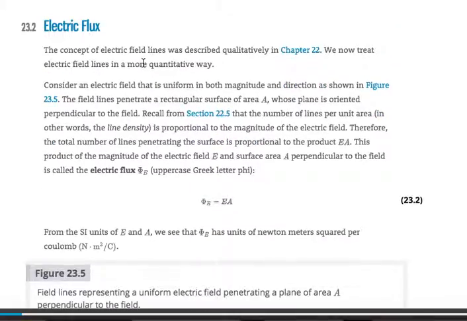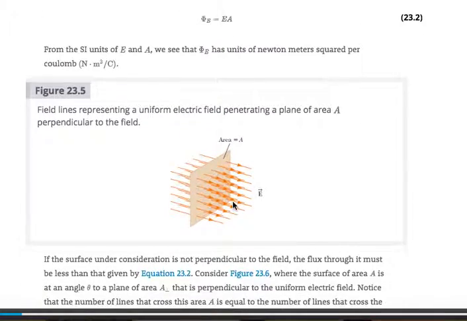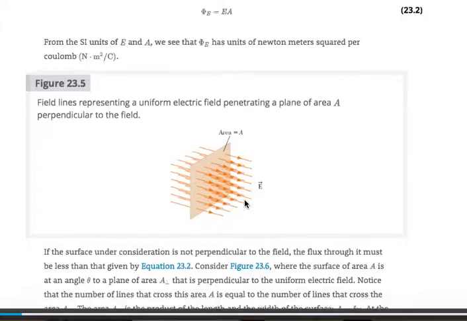All right, electric flux is the rate at which charge is moving through a surface. This is the symbol for flux. It is equal to the electric field times the area, and those two variables need to be perpendicular to each other. So this would be the electric flux. It's the rate at which charge is moving through a particular area.